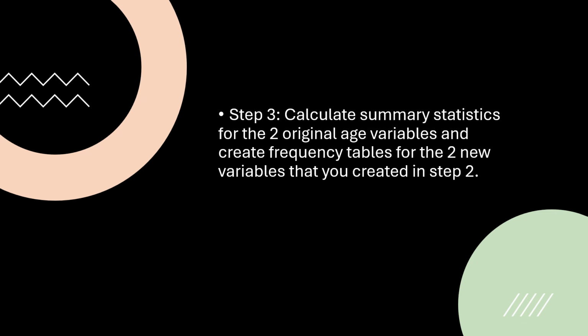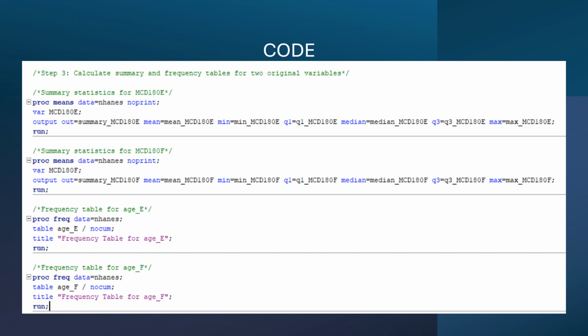And for step 3, we need to calculate summary statistics for the two original age variables and create frequency tables for the two new variables that I created in step 2. So here I calculated summary statistics and frequency tables for the original variables MCD180E and MCD180F. Summary statistics provide insights into the central tendency and spread of the data, while frequency tables display the distribution of data within each age category. These analyses help me to gain a better understanding of the characteristics of our dataset.